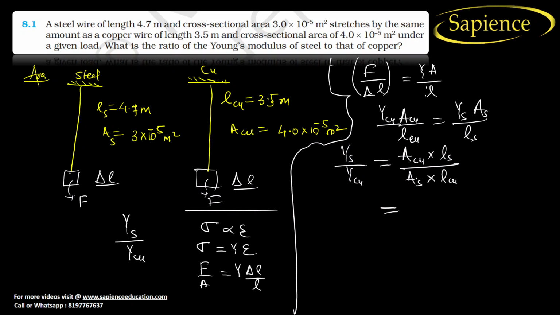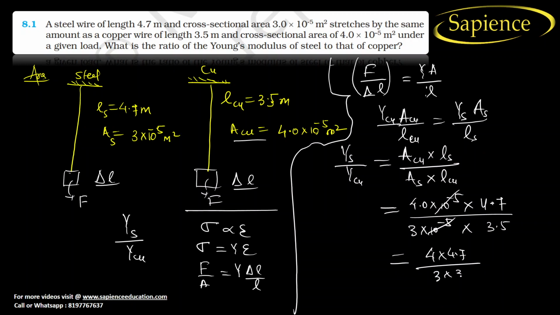Now the data they have given: what is the area of the copper? 4.0 into 10 to the power minus 5. And the length of the steel is given as 4.7 meter. The area of the steel is 3 into 10 to the power minus 5, and the length of the copper is 3.5. So the powers of ten will get cancelled out, and this will be 4 into 4.7 divided by 3 into 3.5. So finally our answer will be 1.79. So this is the ratio.